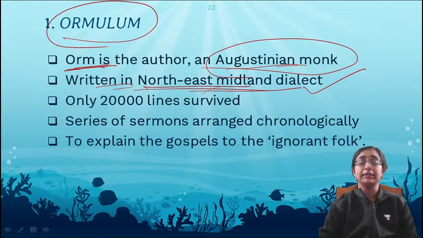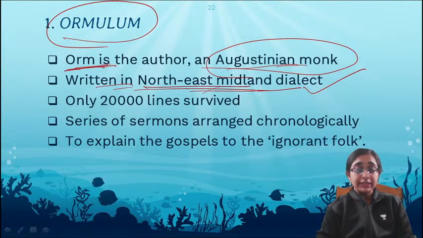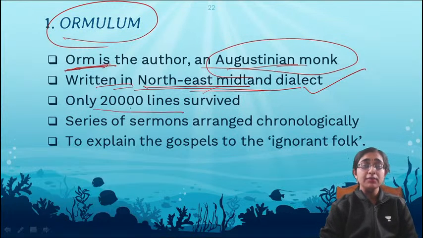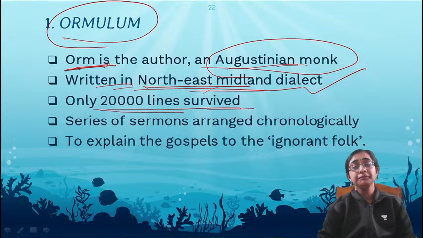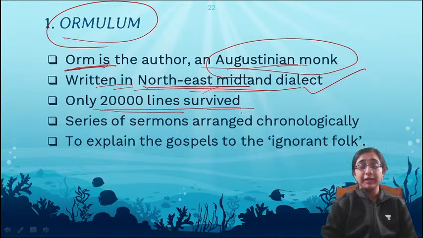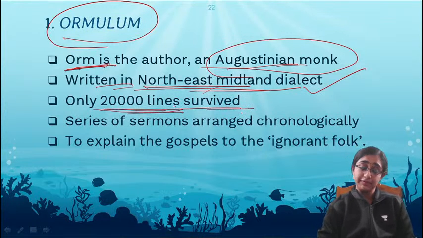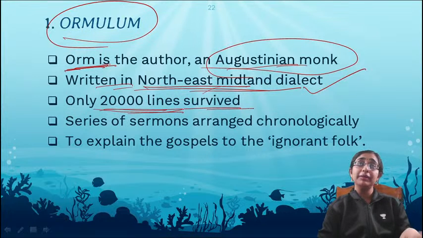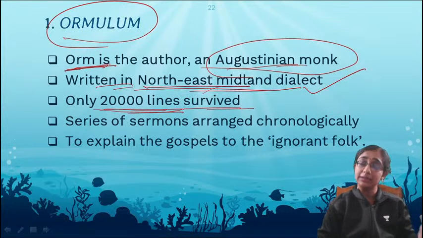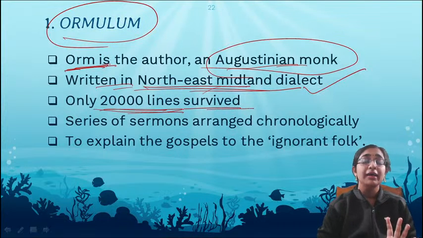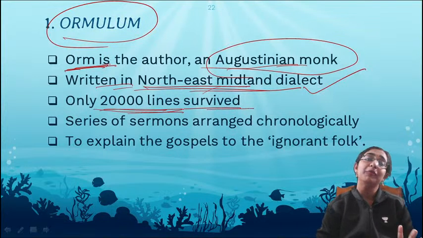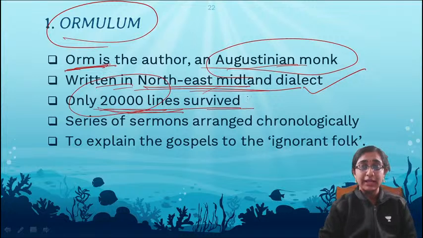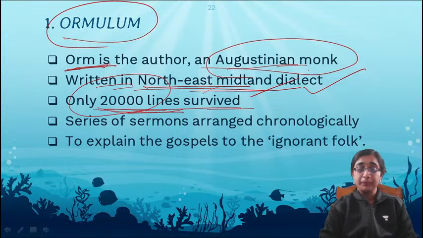Clear? But the tragic part is that only 20,000 lines survived. So the whole poem is not available, only 20,000 lines available. So imagine that the poem is longer than 20,000 lines. We don't know how many lines were actually there in the poem, but only 20,000 lines finally survived.